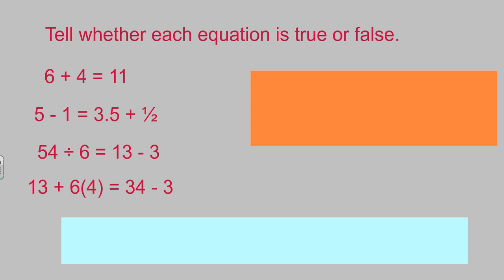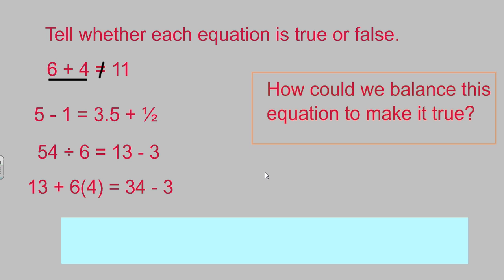Tell whether each equation is true or false. So we want to make sure that the statement is true. In this case here, 6 plus 4 is 10. So this statement is not true. It is false. Can anybody think of maybe a way we could make this true? One thing that we could do, yes, we could end up adding 1 more to this side of the equation. Or we could also subtract 1 from this side. All right, let's move on to the next ones.